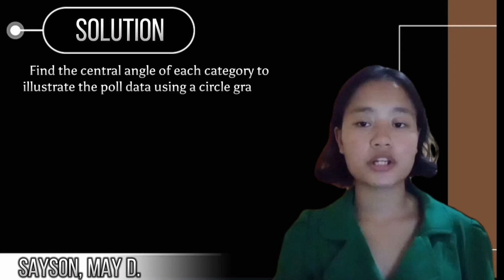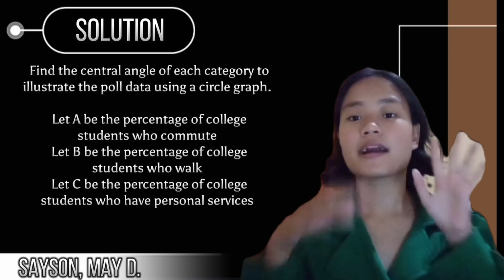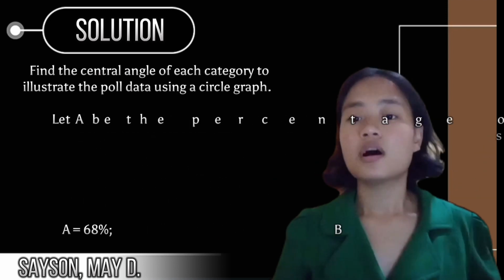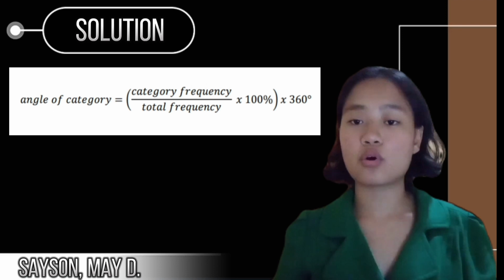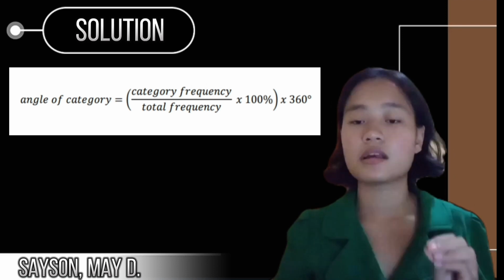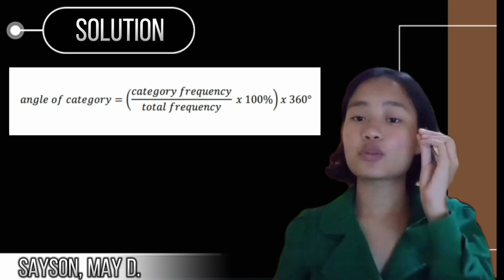For the last problem, we have to find the central angle of each category to illustrate the poll data and better illustrate the pie graph. So we need to remember how we assign the values for easier referencing. So the equation goes as angle of category equals category frequency over total frequency times 100%, in parentheses, times 360 degrees.